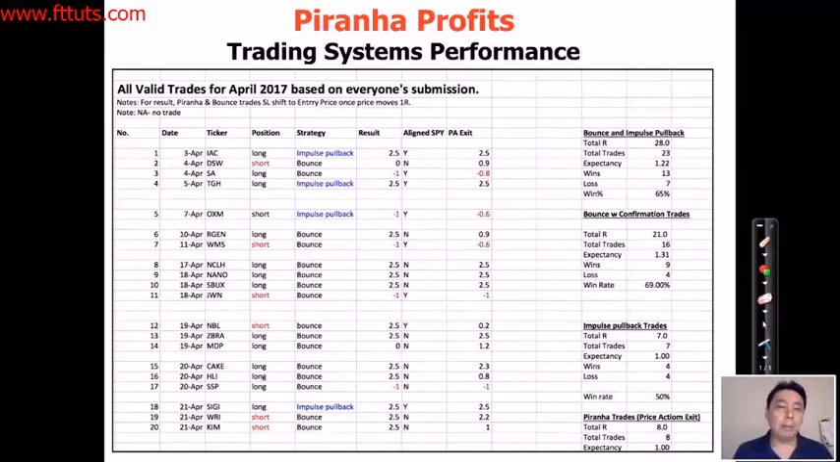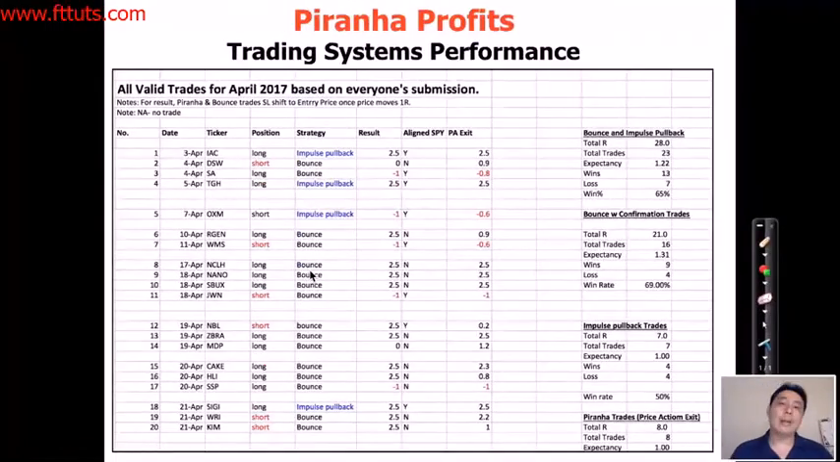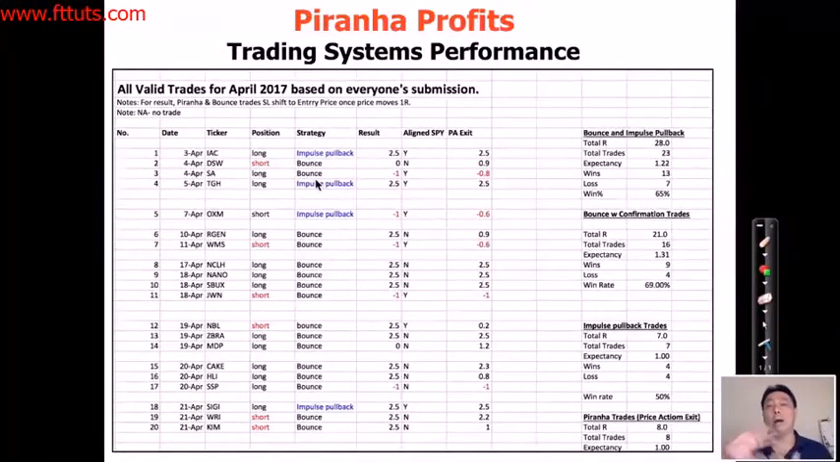So this is an example of the trading records that I have of my systems. And over here you can see two systems, the impulse pullback system, and this is the strategy, and the bounce system. So in level 1 of the course, you'll be learning the bounce system. And in level 2, you'll be learning the impulse pullback system and a whole lot of other counter trend trading systems, plus the intraday trading system.